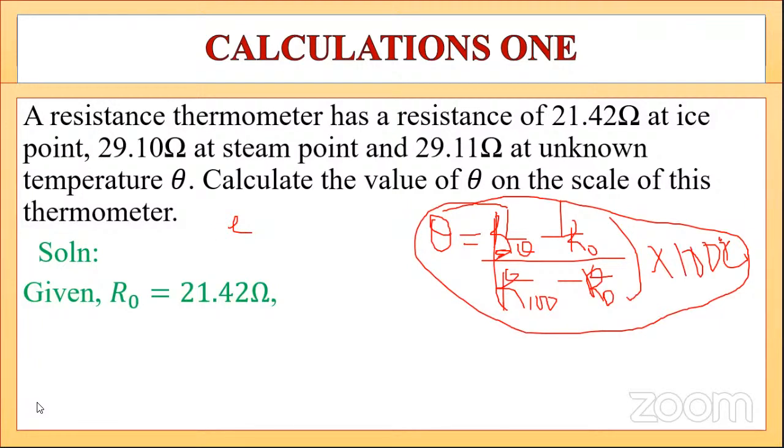Yes. Now, the resistance of 21.42 ohms at ice point, that is R naught. Is that okay? Yes. Then at steam point, it is 29.10 ohms. So that becomes R 100. Is that okay?